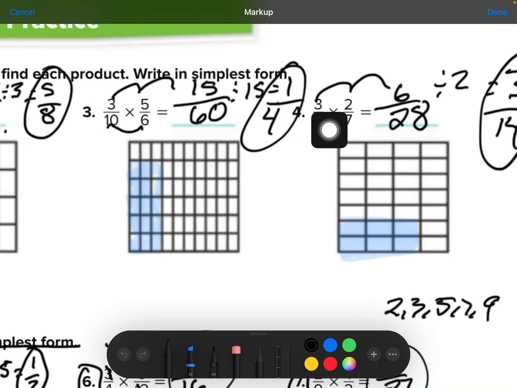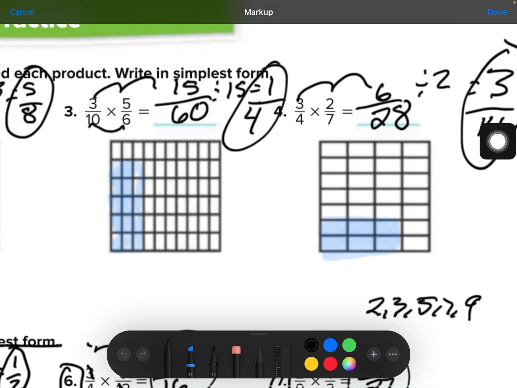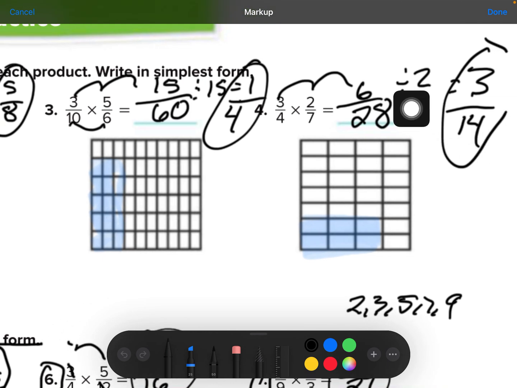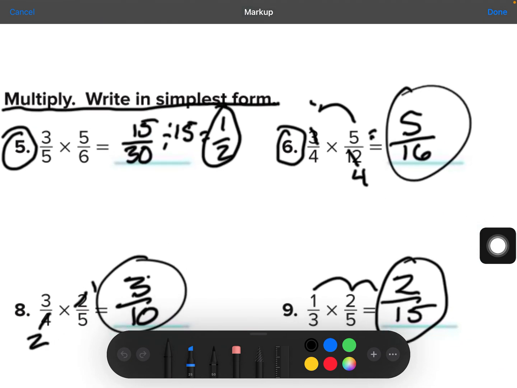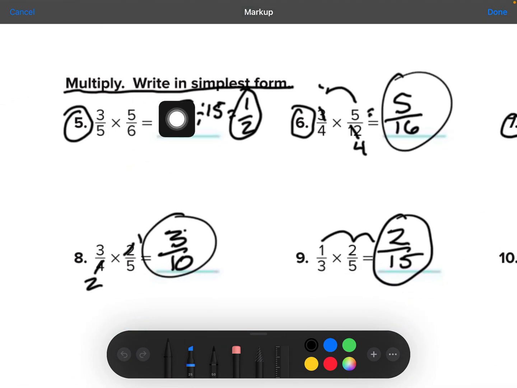All right, number 4. We could have simplified right there, but we were in a hurry, so we just did 3 times 2 is 6, 4 times 7 is 28, and then towards the end we divided by 2 to get 3/14. We colored in 6 out of the 28 blocks. All right, multiply, write in simplest form.